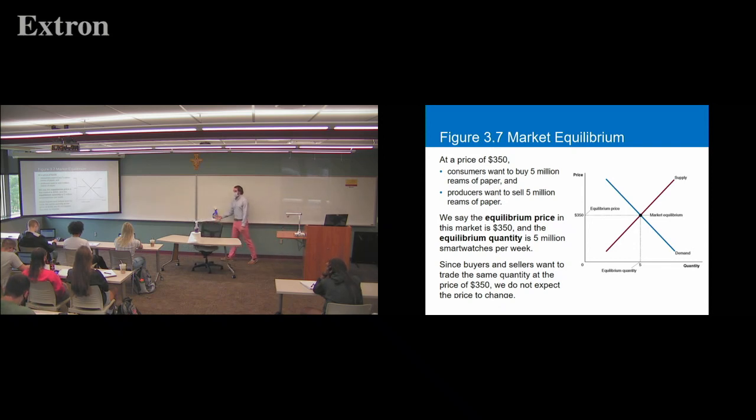So right here we see a market equilibrium. We're putting together the supply and the demand curves. When supply and demand curves cross, right there is the market equilibrium, where the number of goods produced by firms is the number of goods demanded by consumers. Those are going to equal each other, so there's no incentive, nothing encouraging firms to make more or less, or people to buy more or less. Whatever quantity is where those two curves cross is the equilibrium quantity, and the price at that point will be the equilibrium price. For instance, in this market, the equilibrium price will be $350, and the quantity will be 5 million smartwatches per week.